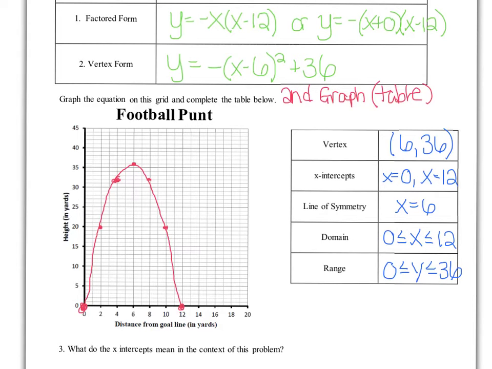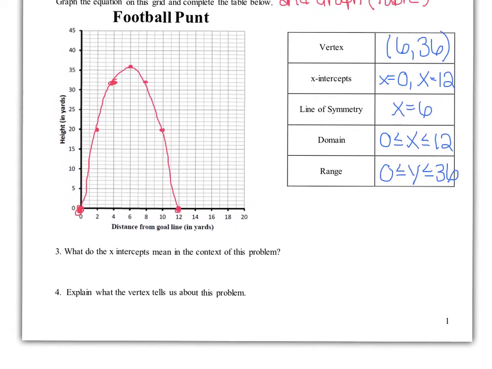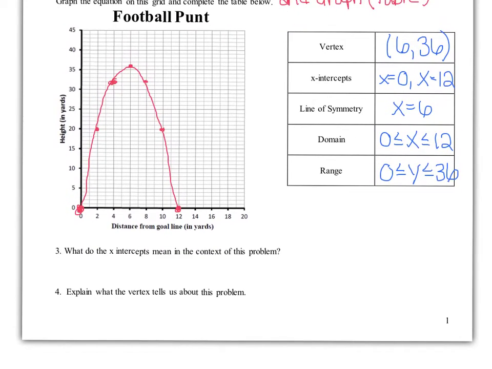So my domain in the context of the problem goes between my x-intercepts. And my range in the context of this problem goes from my minimum value, which is 0, to my maximum value, which is the vertex. If we move this down, we see that our next question is, what do the x-intercepts mean in the context of the problem?